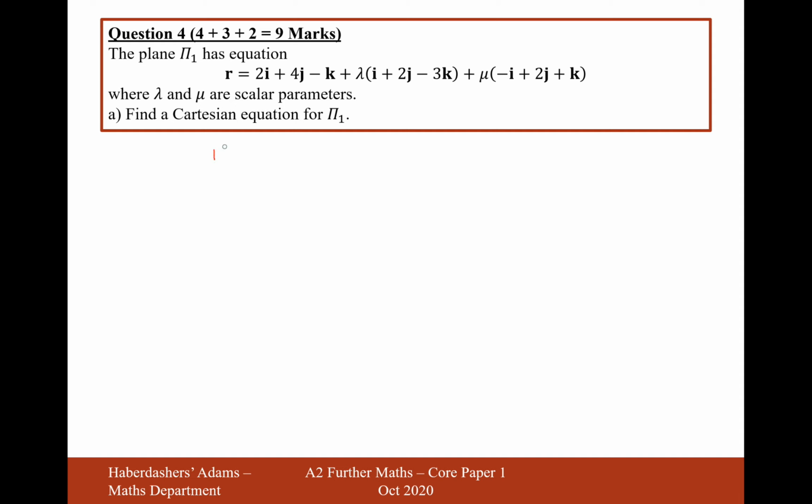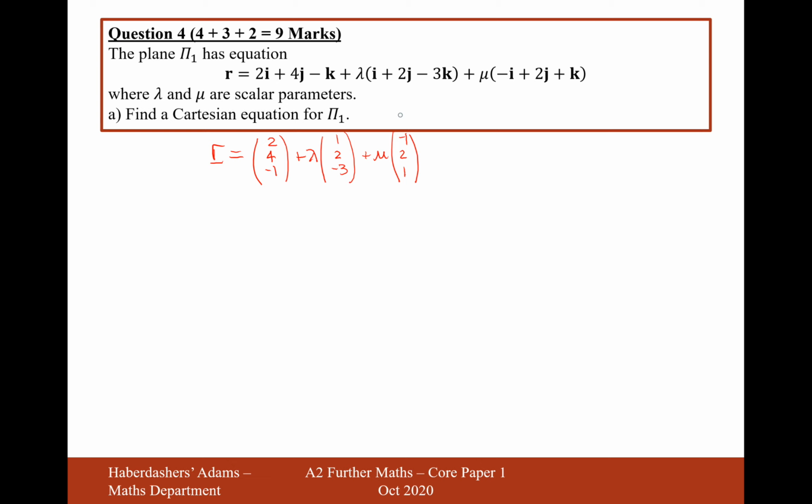Now the first thing I'm going to do here, before even reading the question, is write this in my favourite vector form, which is (2, 4, -1) + lambda(1, 2, -3) + mu(-1, 2, 1). Much better. Where lambda and mu are scalar parameters, find a Cartesian equation for pi1.